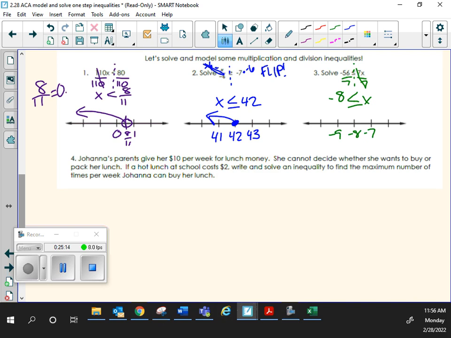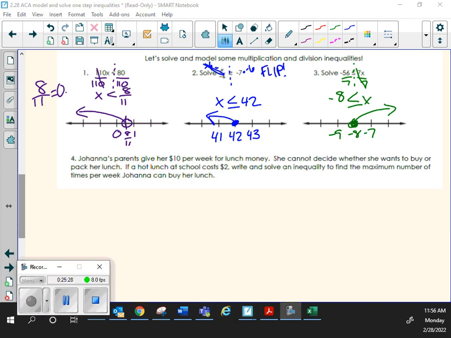-9, -8, -7. Open or closed? Open. Or closed, because of the line. And then which numbers are greater than -8? -7. Very good.